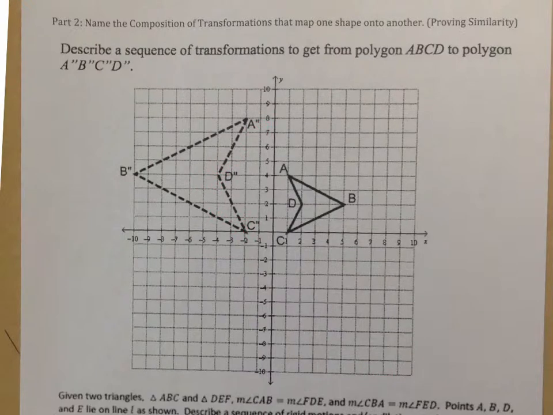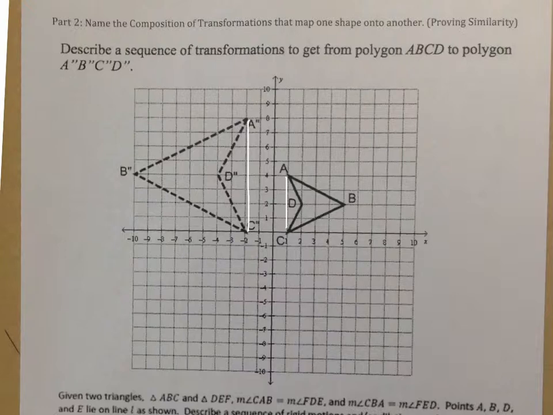Well, I just said a key word right there. I need to make it larger. So one way to do that is to begin with a dilation. And I got to decide how much times bigger do I have to make each length. Well, one part of the picture on the right that's easy to see is that between A and C it's 4 spaces long, and between A double prime and C double prime it's 8 spaces long.